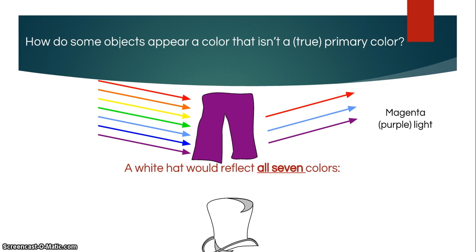So on your paper it says, why is the color of Mrs. Harding's coffee mug red? Well, if it were true red, red would be reflecting off of it, but you also need to know that all of the other colors would be absorbed by it.